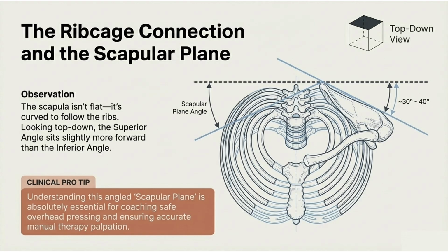5. Clinical perspective. The ribcage connection. Looking from the top down, notice that the scapula isn't flat, it's curved to follow the ribs. Because of the ribcage's shape, the superior angle sits slightly more forward than the inferior angle. Understanding this scapular plane is essential for safe overhead pressing and manual therapy palpation.